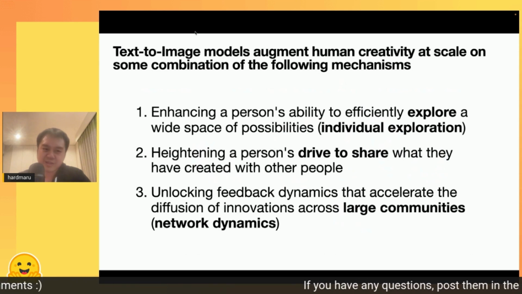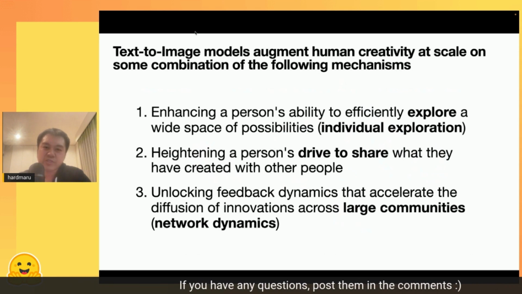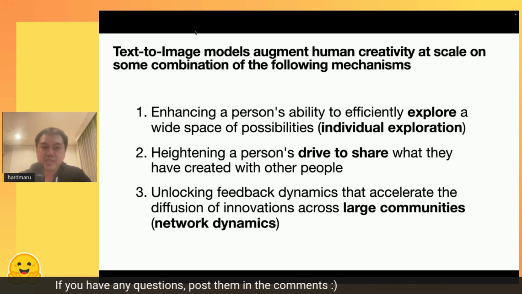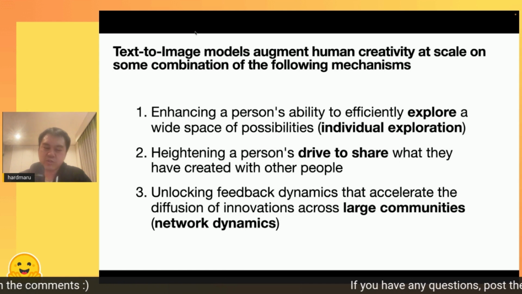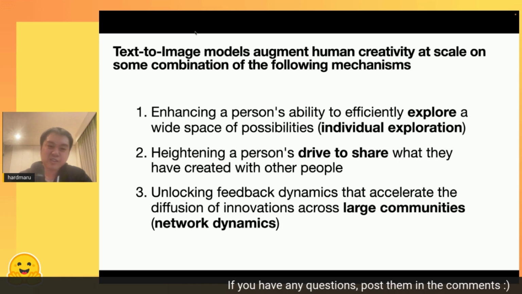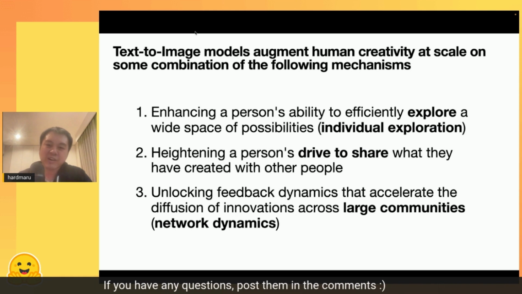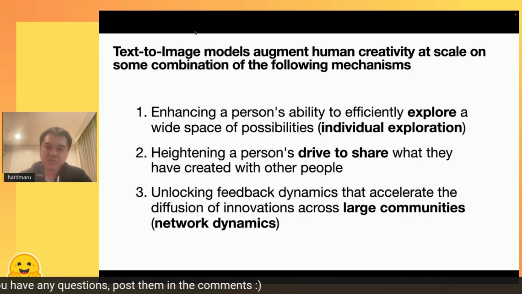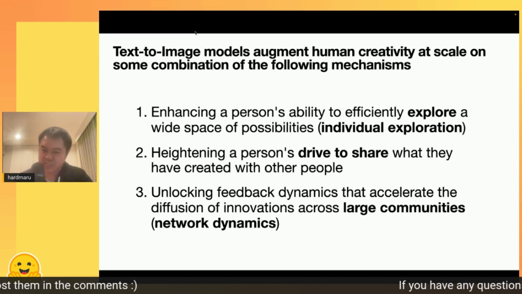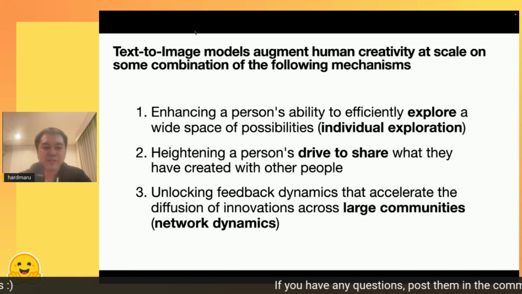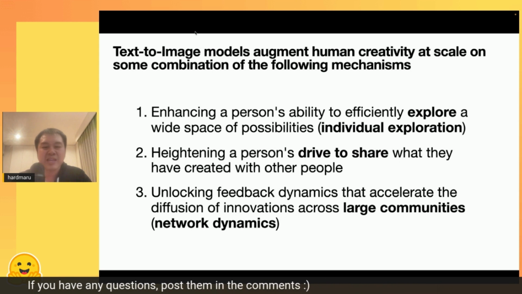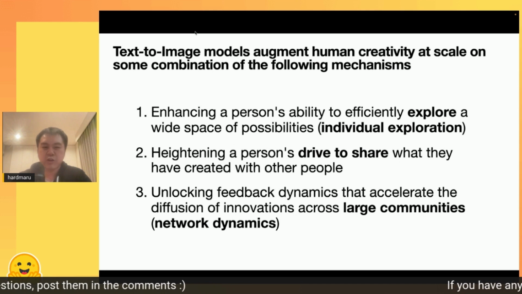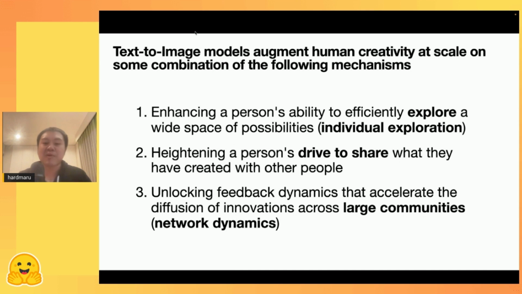The first is mainly enhancing the person's ability to efficiently explore a wide space of possibilities, like individual exploration. There's also the text-to-image model heightening a person's drive to share what they have created with other people. Maybe because text-to-image models are just so new and cool, people just want to share these things. Maybe it won't be the case in 10 years from now, or probably not. And number three, the important thing is unlocking the feedback dynamics that accelerate innovations across large communities. So you share them and you get feedback, whether on social media or whatnot.